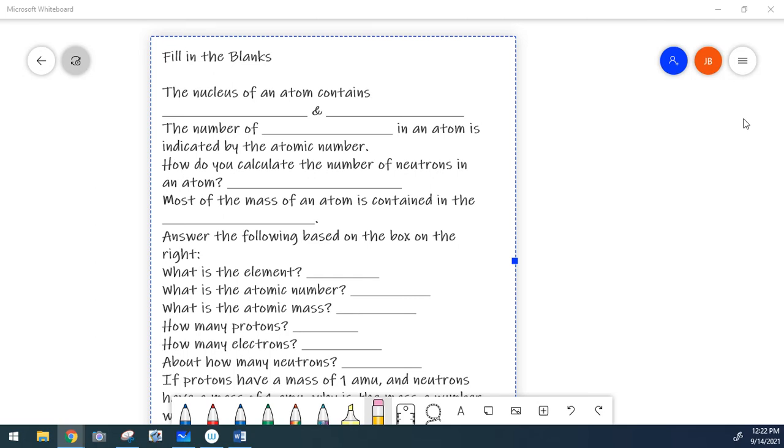I don't know. So here is the first part of the study guide.